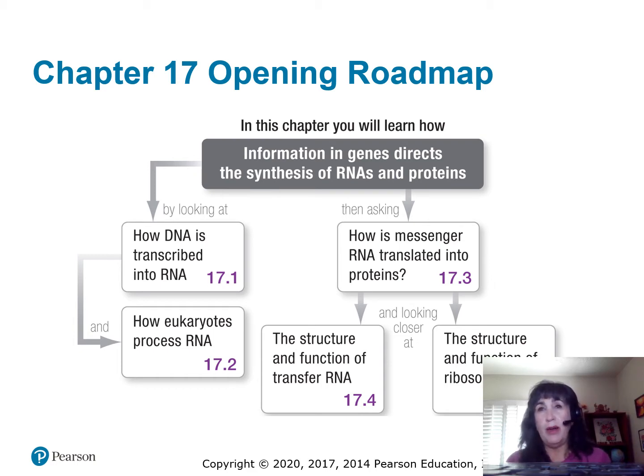That's the second part of the central dogma. And we'll take a look at the structure and function of transfer RNA and the structure and function of ribosomes. So this is a very interesting and detailed chapter. This is like going from driving a car to actually looking under the hood and understanding how the motor runs in your car.